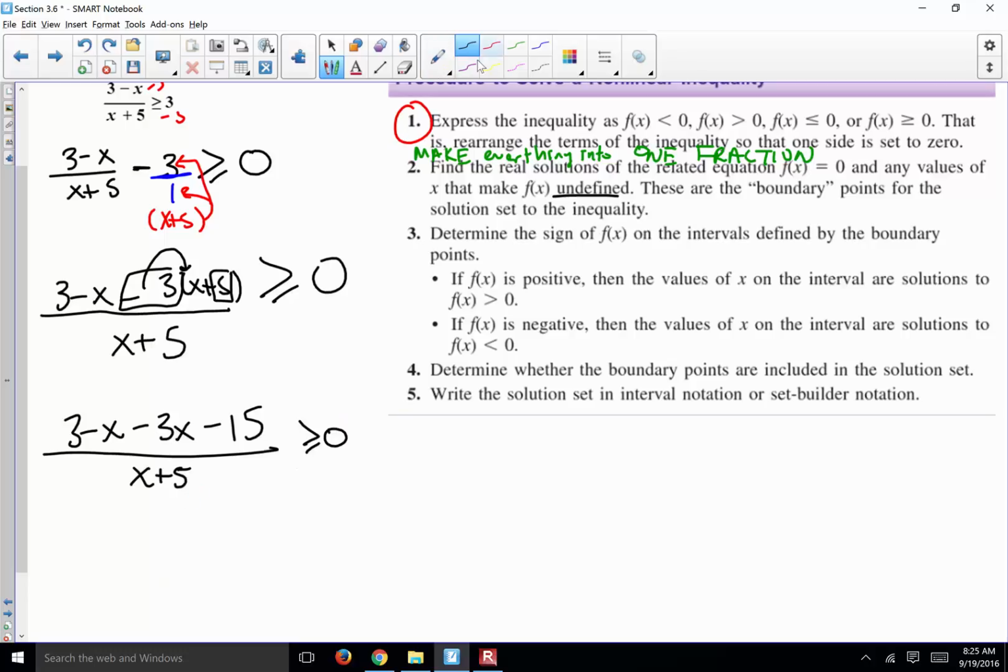Alright, I see two like terms. These two can be combined, right? These two as well. These are like. So x is with x, constant with constant, so you get minus 4x minus 12 over x plus 5. Am I right?